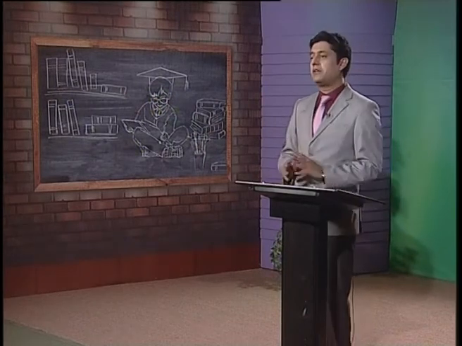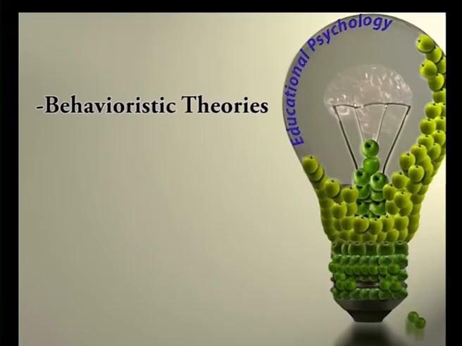Let's talk about behavioristic theories. Human behavior is learned, thus all behavior can be unlearned and new behavior can be learned in its place. Behaviorism is concerned primarily with the observable and measurable aspects of human behavior. Therefore, when behavior becomes unacceptable, it can be unlearned.